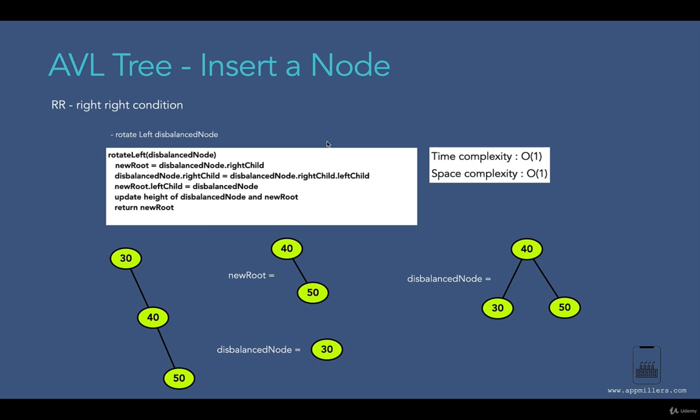Now with this we have come to the end of this lecture. So in this lecture we have learned that in case of right-right condition, to make a disbalanced node balanced, we are doing left rotation. So this is how left rotation works in case of right-right condition.